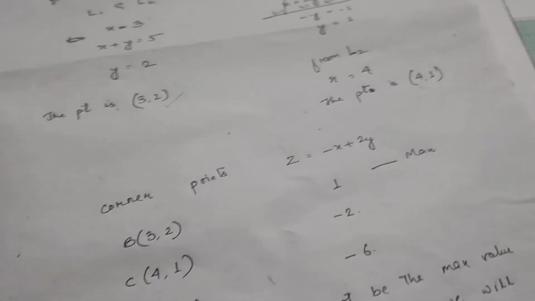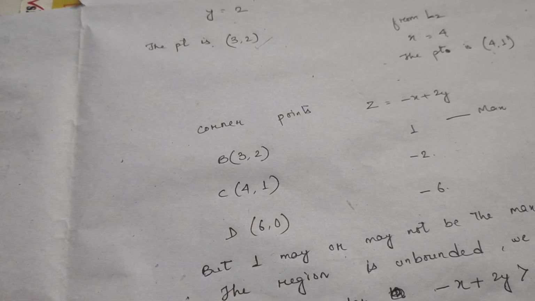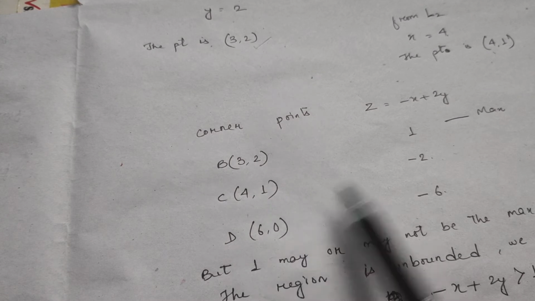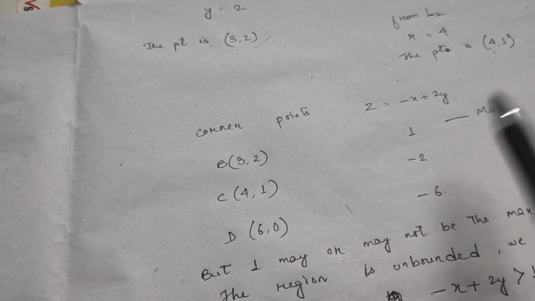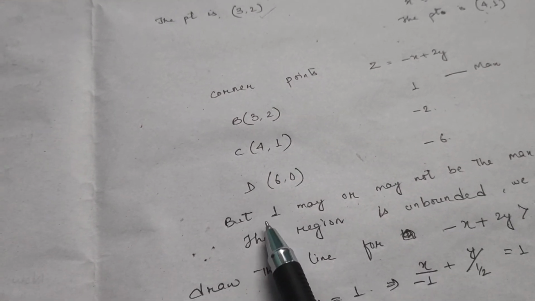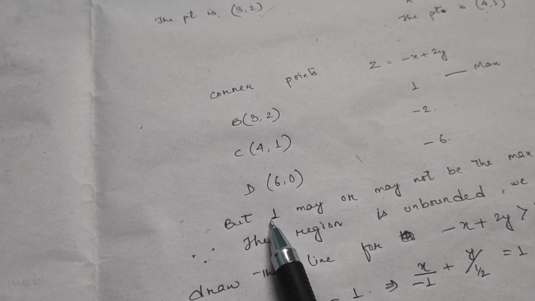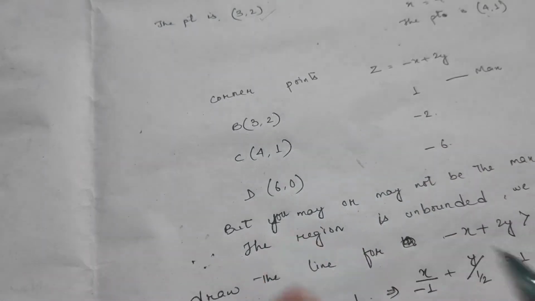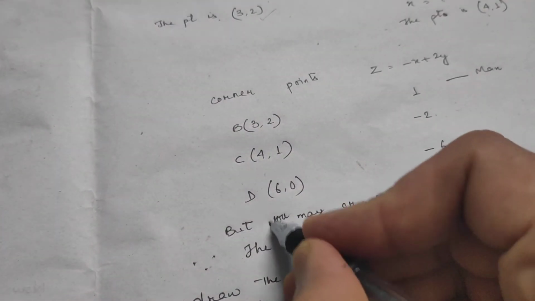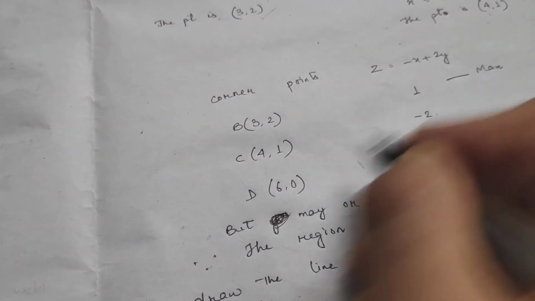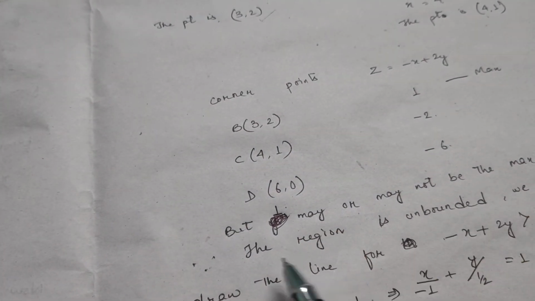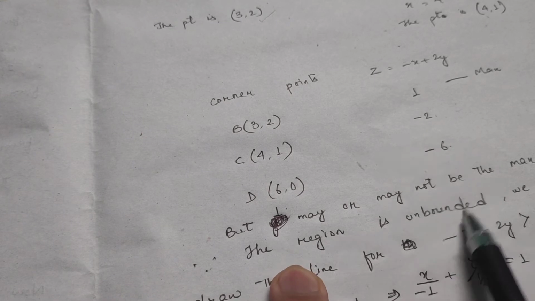Now I find the corner points. Same as the previous problem, z is equal to this given function, and then these are the points which I get. But you may or may not, this one is the maximum, can you see? This one may or may not be the maximum value, because the region is unbounded.